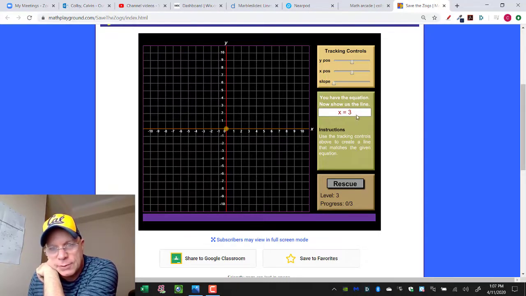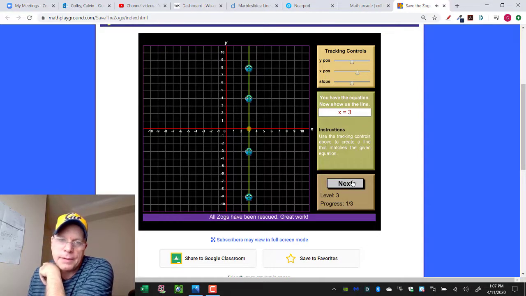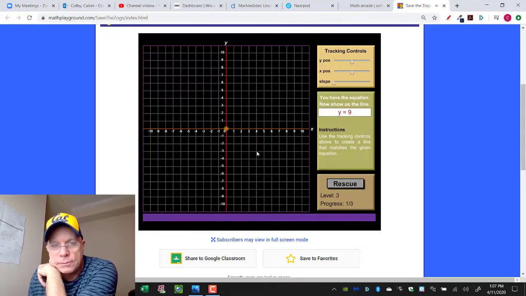So if x equals 3, I know that's a vertical line, so let's change my slope to a vertical line. And then let's change the x position to 1, 2, 3. On that line, the x coordinate of any point is 3: 3, 0; 3, 1; 3, 2; 3, -1. That looks right. And then it shows that it went through the 4 Zogs, so we have the right equation.